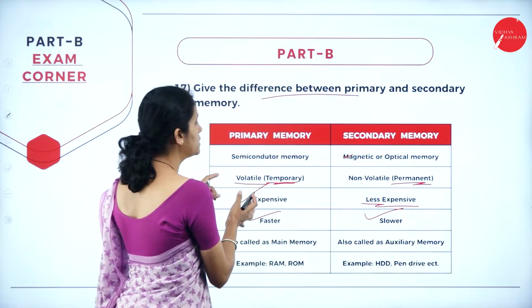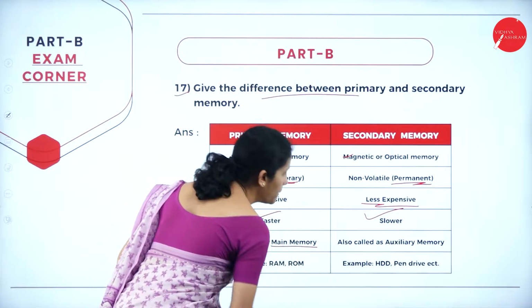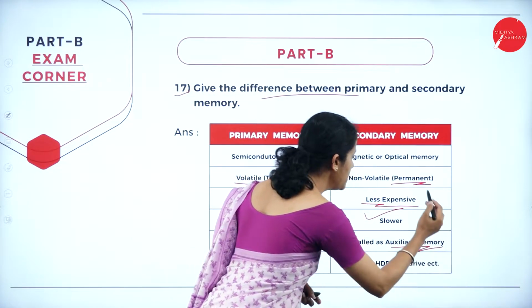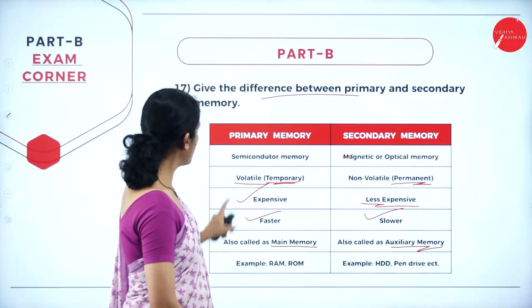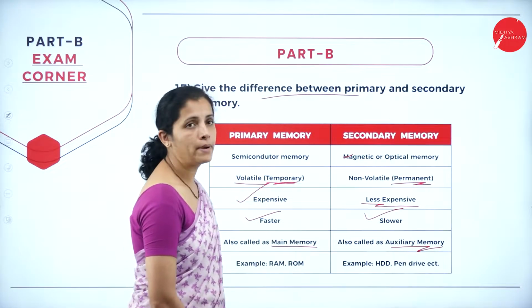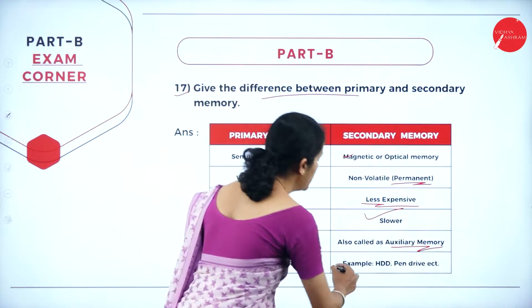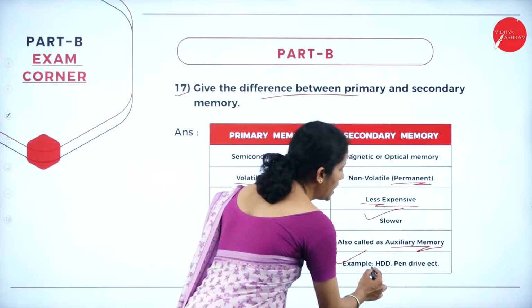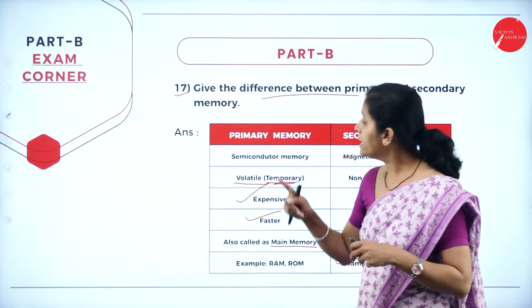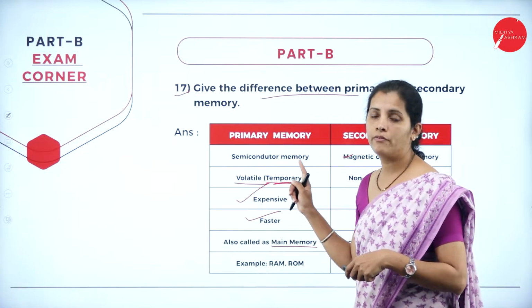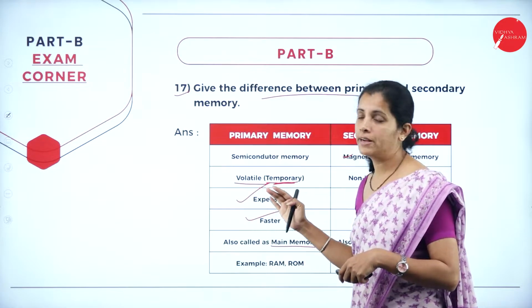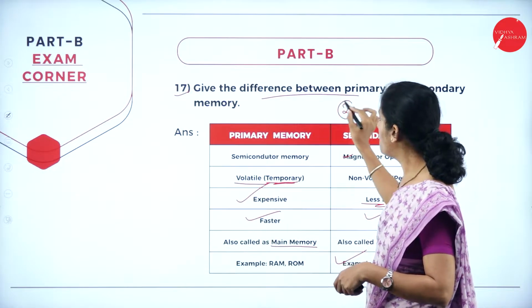Primary memory is also called main memory and secondary memory is also called auxiliary memory. Examples for primary memory: random access memory and read-only memory. And if I consider secondary memory, what is the example? That is hard disk drive, pen drive, etc. So dear student, each difference carries half a mark, so I need to write at least 4 differences in order to get 2 marks.